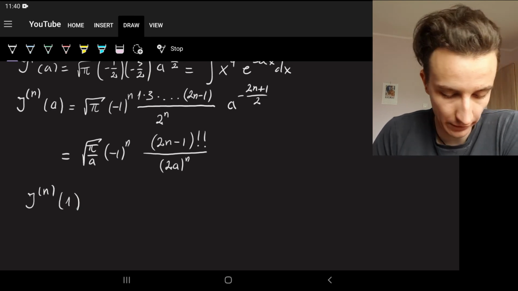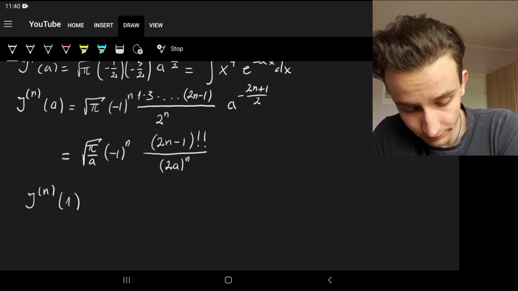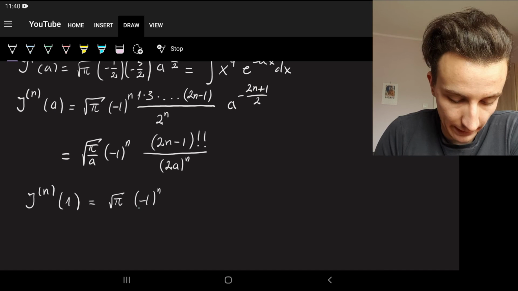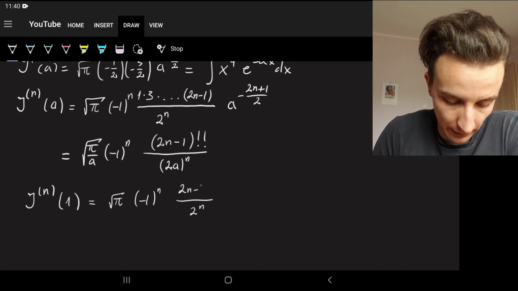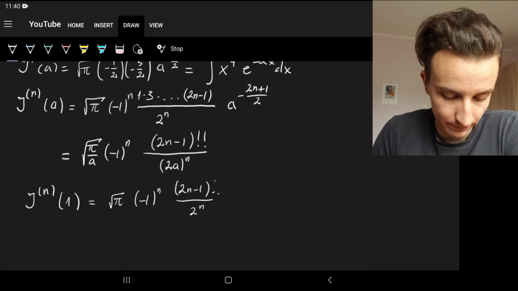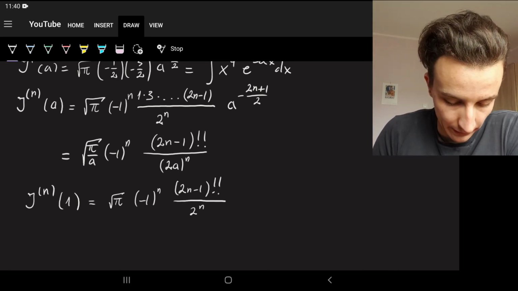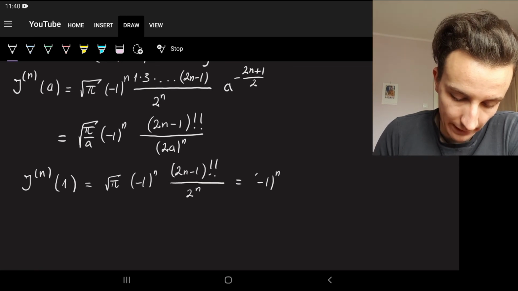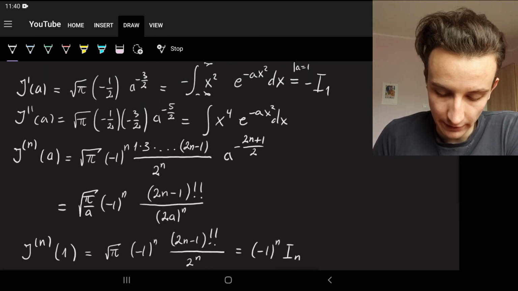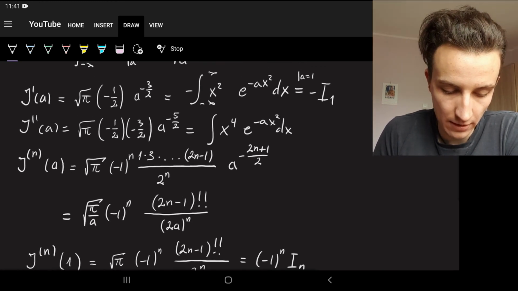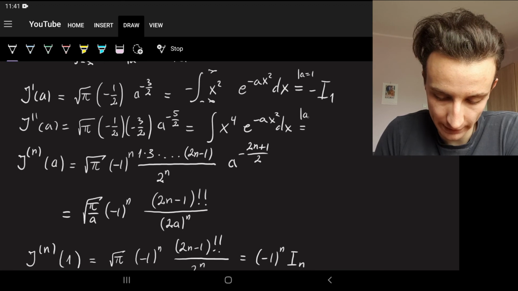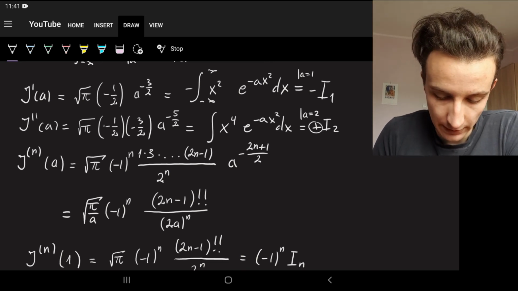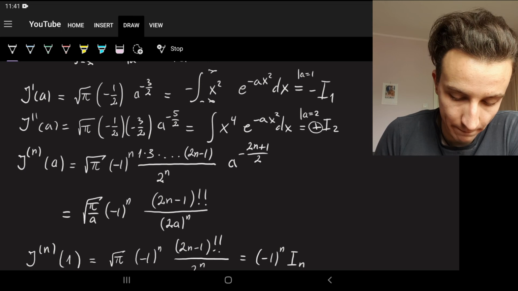Now, clearly we're curious about Jn of 1, right? Jn of 1 is just the square root of pi, minus 1 to the nth power, 2 to the nth power, 2n minus 1 double factorial. Okay, why are we curious about this one? Because that's what gives us our In's. That's equal to minus 1 to the n, In, because as you can see, this is minus, and then this one would have no minus, right? So n equals 2, we get I2, it's plus. So this sign matches this, and so on.